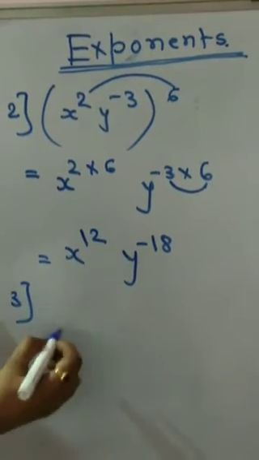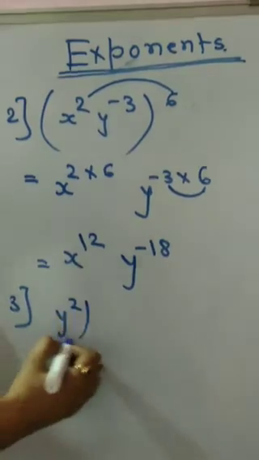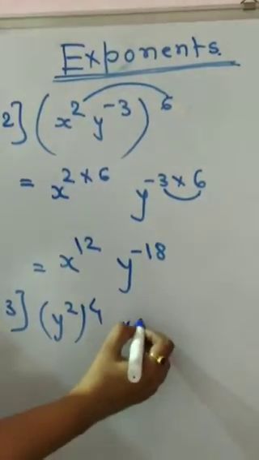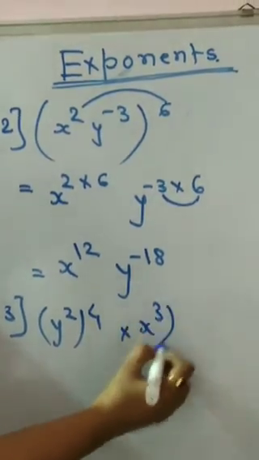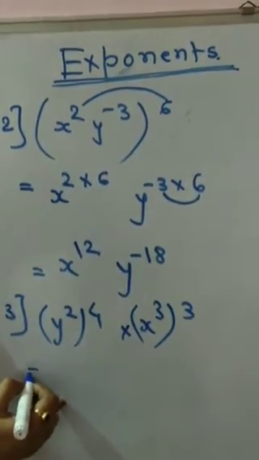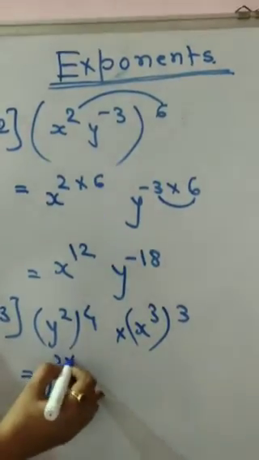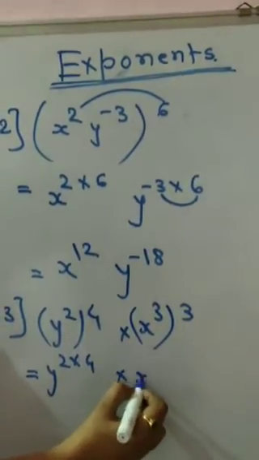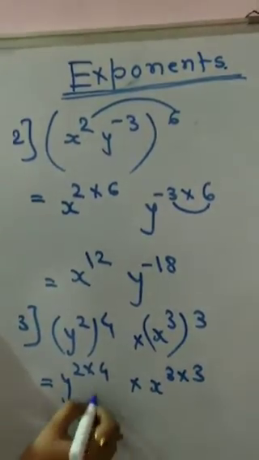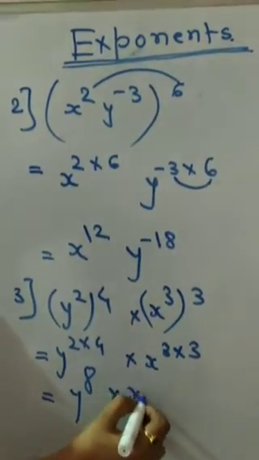Third one is (y^2)^4 into (x^3)^3. Here is double power: y raised to 2 into 4 into x raised to 3 into 3, so y raised to 8 into x raised to 9.